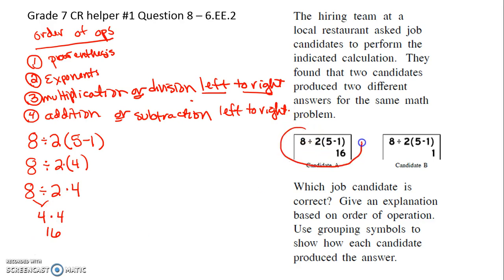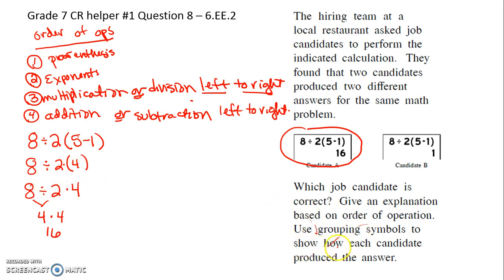Candidate A is totally right. So which job candidate is correct? Candidate A is correct. Give an explanation based on the order of operations. Your explanation would be: because I knew I had to work within parentheses first, and then because I had to multiply or divide left to right, I had to handle the division before the multiplication because that came first. So that's your explanation based on order of operations.